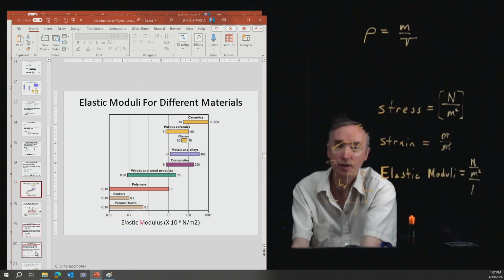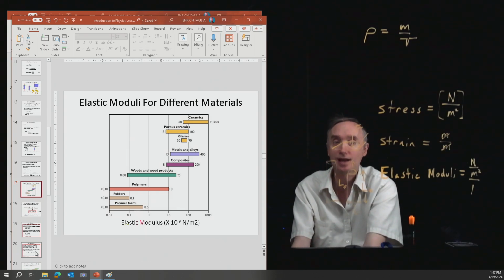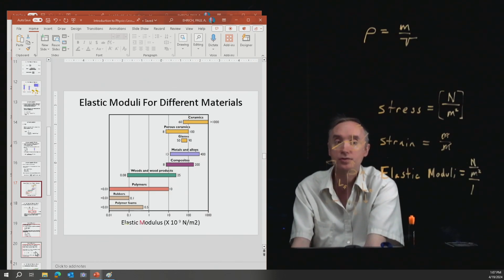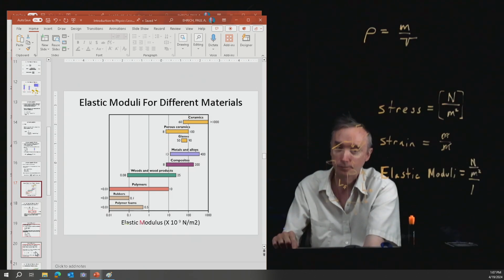And here is some typical elastic moduli. So if you want to blow that up so you can see that better, but that shows the range of values for different kinds of materials and what their elastic moduli are.